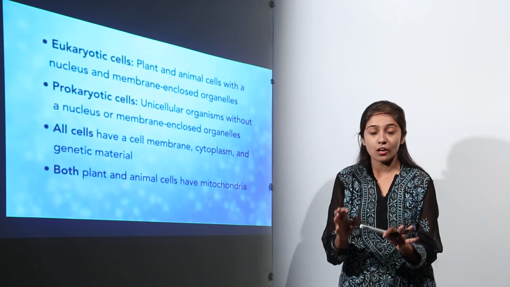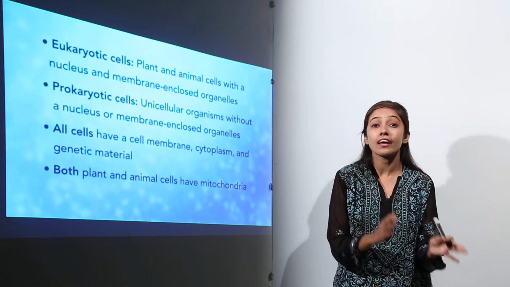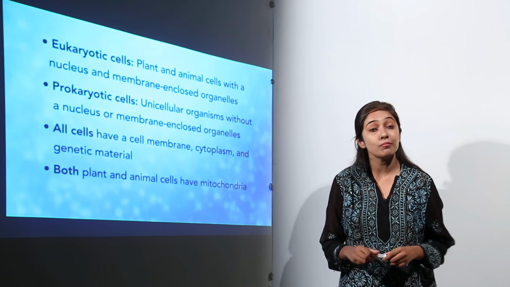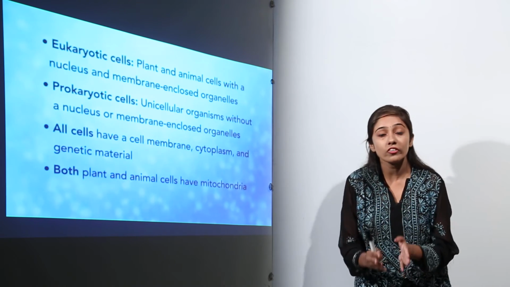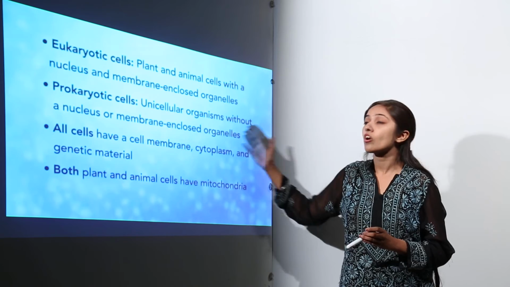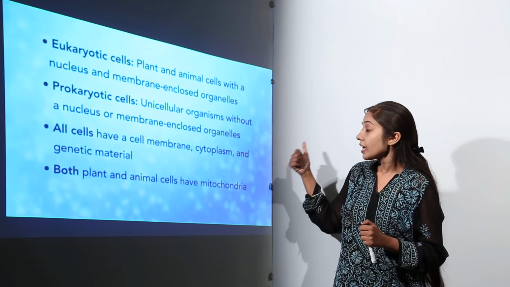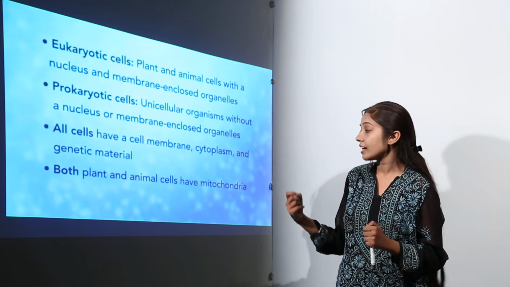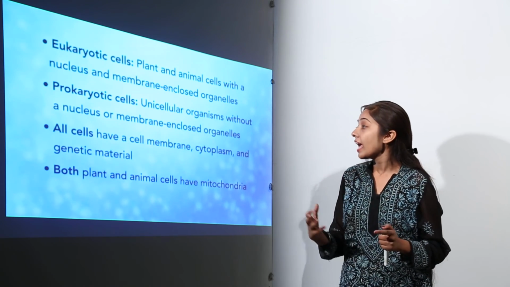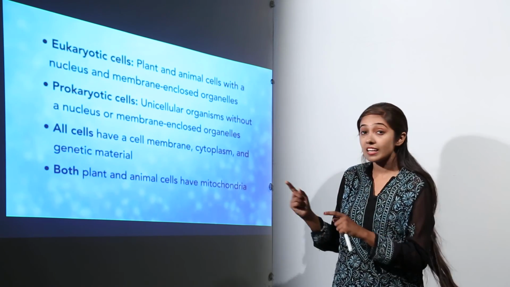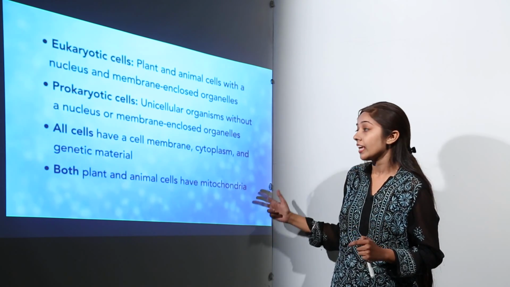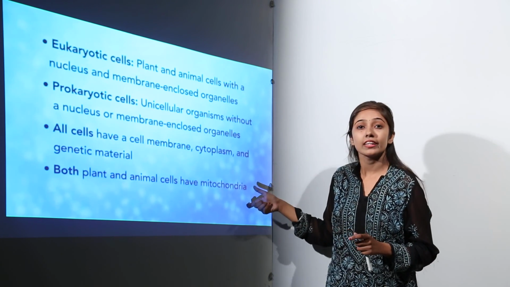Just try to understand right now that we have two types of cells, prokaryotic cells and eukaryotic cells. Prokaryotic cells do not have a well organized nucleus and do not have membrane bound organelles such as endoplasmic reticulum, mitochondria, or Golgi apparatus. But eukaryotic cells have a well organized nucleus and well organized membrane enclosed organelles like Golgi apparatus and mitochondria. If you talk about the difference between plant and animal cells, in plant cells we have a big central vacuole, but animal cells do not have such a big central vacuole. And all cells have three things in common that we discussed at the beginning of the video: the cell membrane, the cytoplasm and the genetic material in the form of DNA. And we have seen that both plant and animal cells have mitochondria.